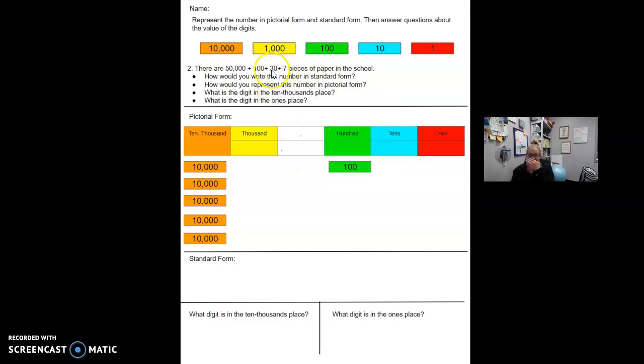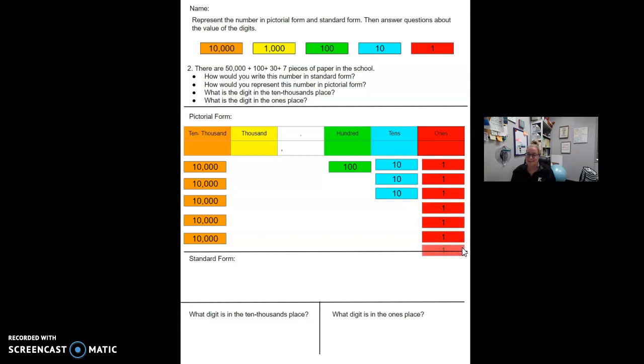Now it says 30. So that's my 10s. So I'm going to count my 10s until I get to 30. So 10, 20, 30. Now it says plus, so then I'm going to move to my ones place. And I have 7. So now I'm going to go 1, 2, 3, 4, 5, 6, 7.